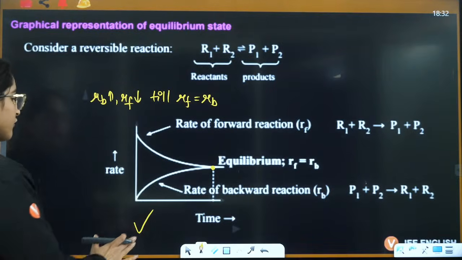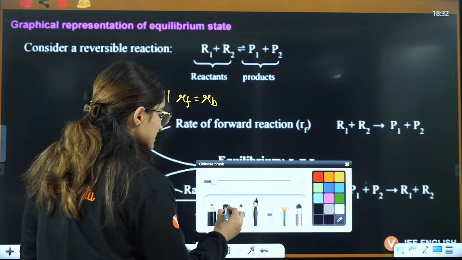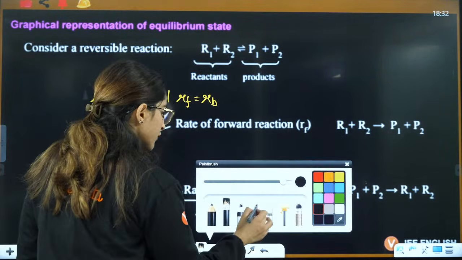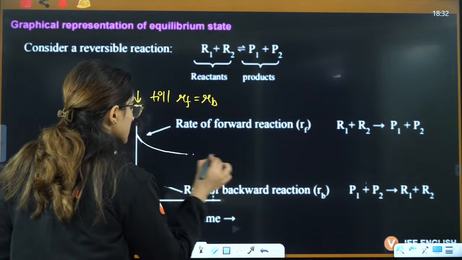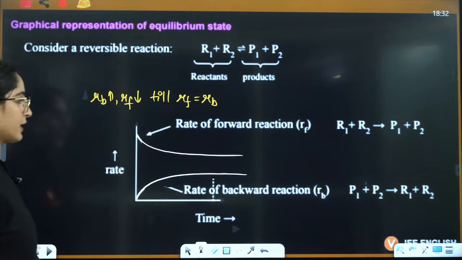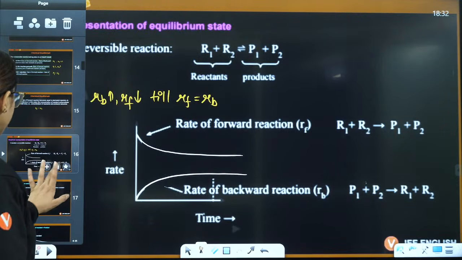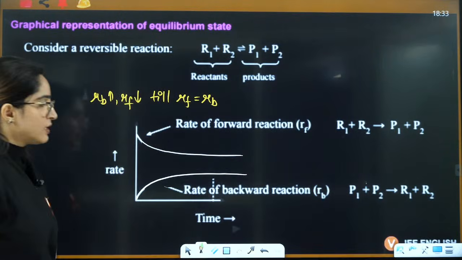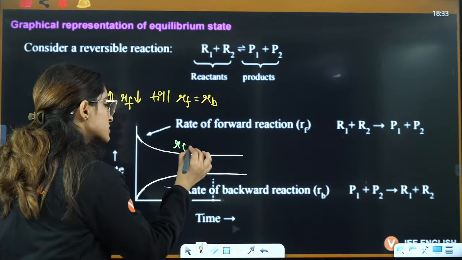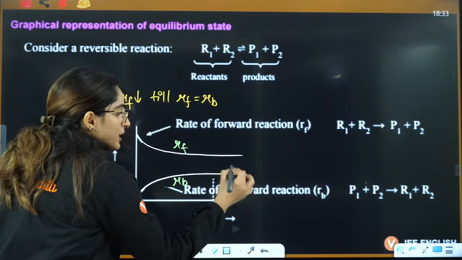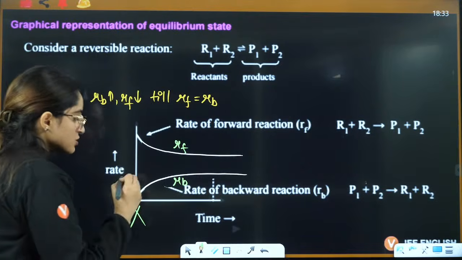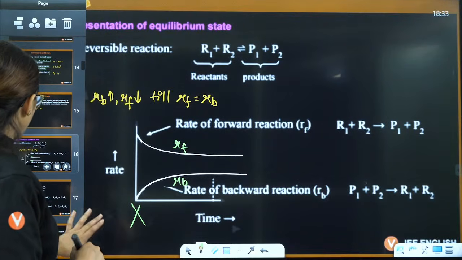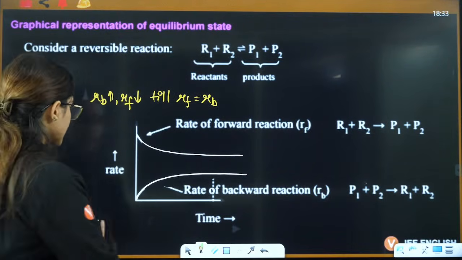I'll draw one more graph here. If I draw this graph where this is forward, this is backward, tell me, will it be equal or not? Is this a state of equilibrium or not? Now this is rate of forward, this is rate of backward. They are becoming constant, but they are not the same. So this is not a graph of equilibrium.